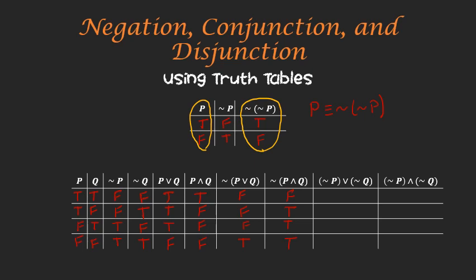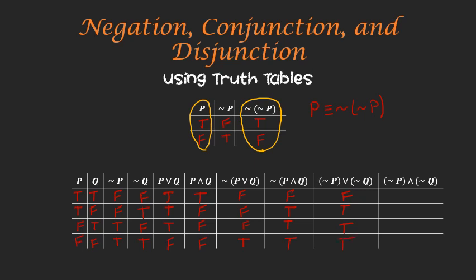All right, and now we're going to look at not P or not Q. So I'll look at the not P column and the not Q column, and I'll take the disjunction of those. In this case, they're both false, so the disjunction is false. In this case, one of them is true, so it's true. Same thing here. And in this case, they're both true, so that's true.